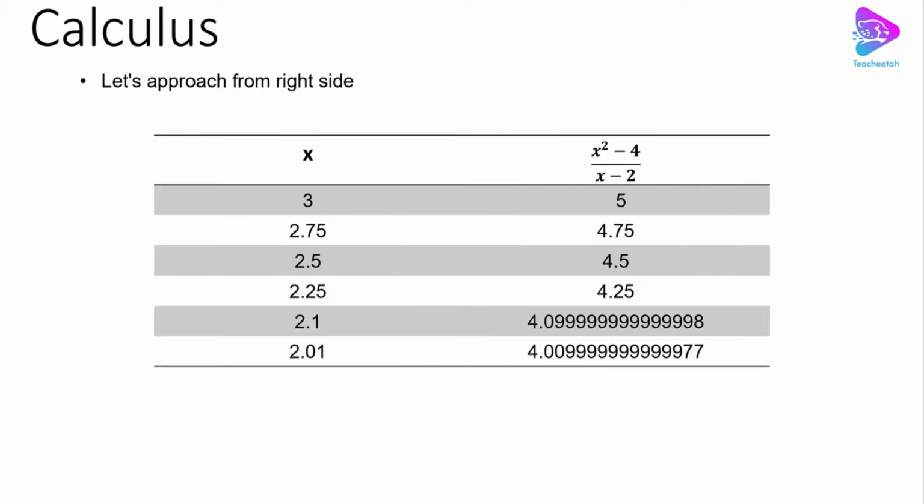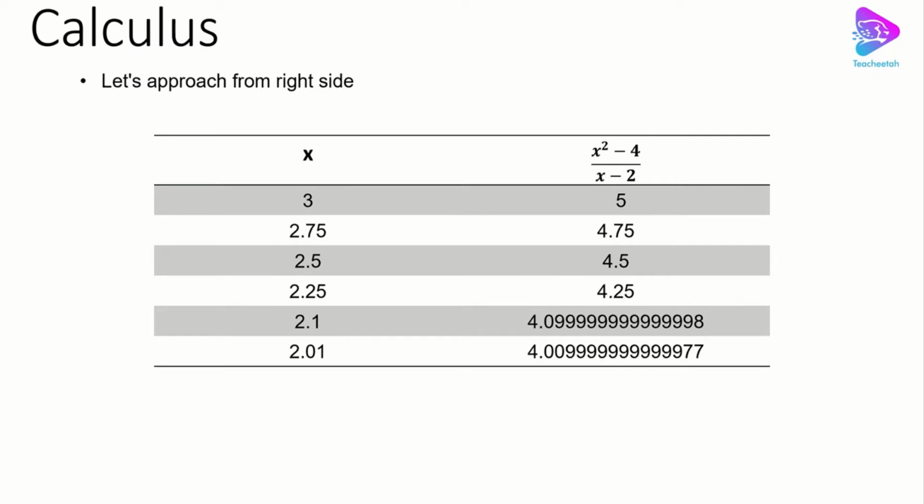Let's try that. So we have x equals 3, and if we plug in x equals 3, it's going to be 3 squared minus 4 over 3 minus 2, and the answer is going to be 5. If we plug in 2.75, the answer is going to be 4.75. If we plug in 2.5, the answer is going to be 4.5. And as we get closer, approaching 2, the answer is converging to one specific number, which at the end we will see is 4.